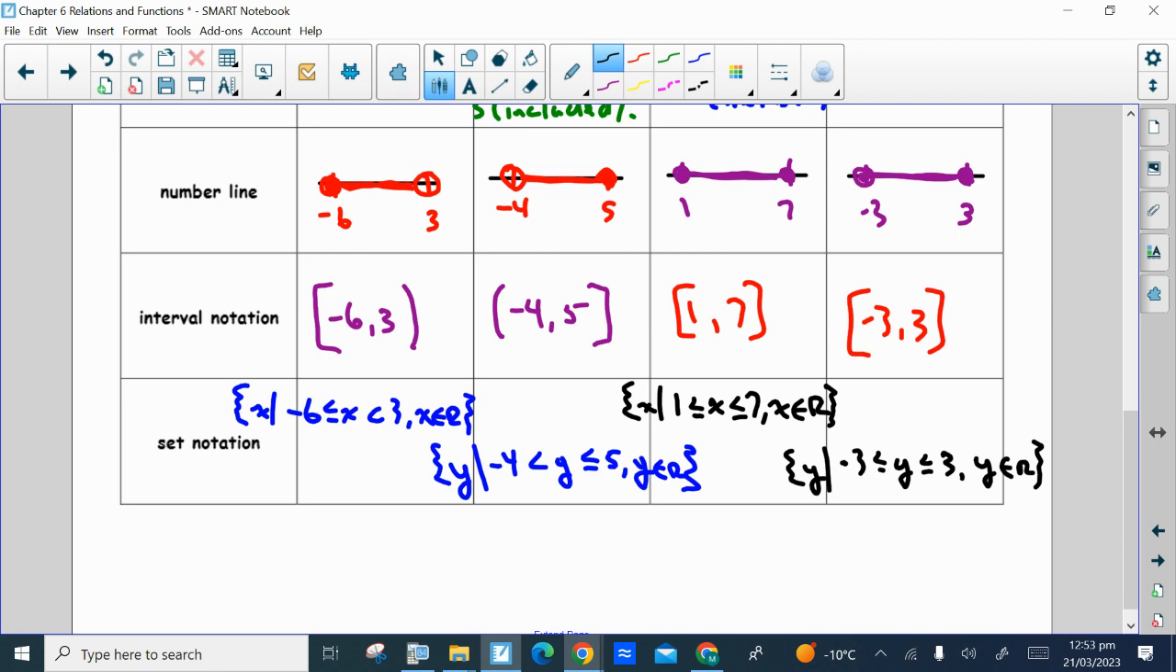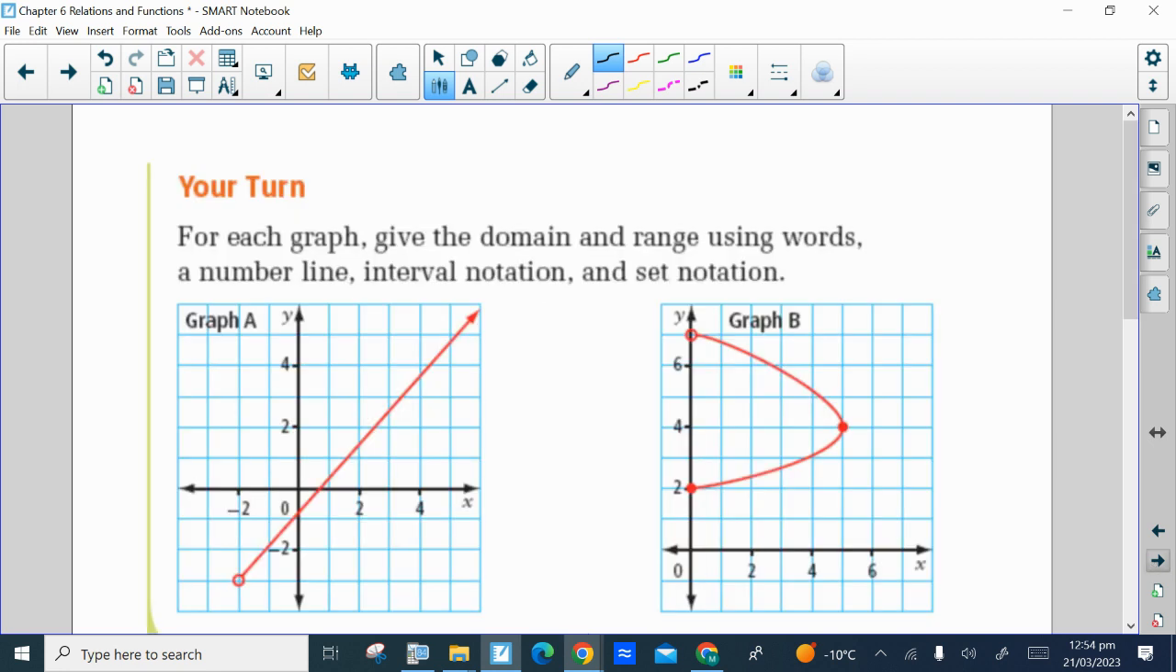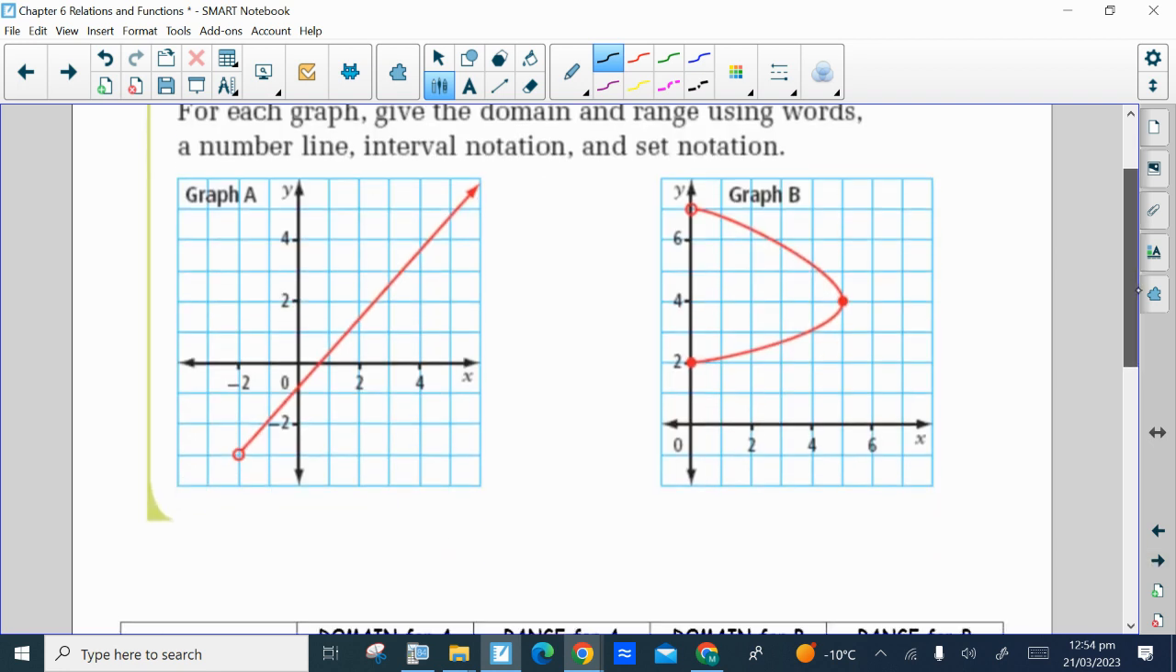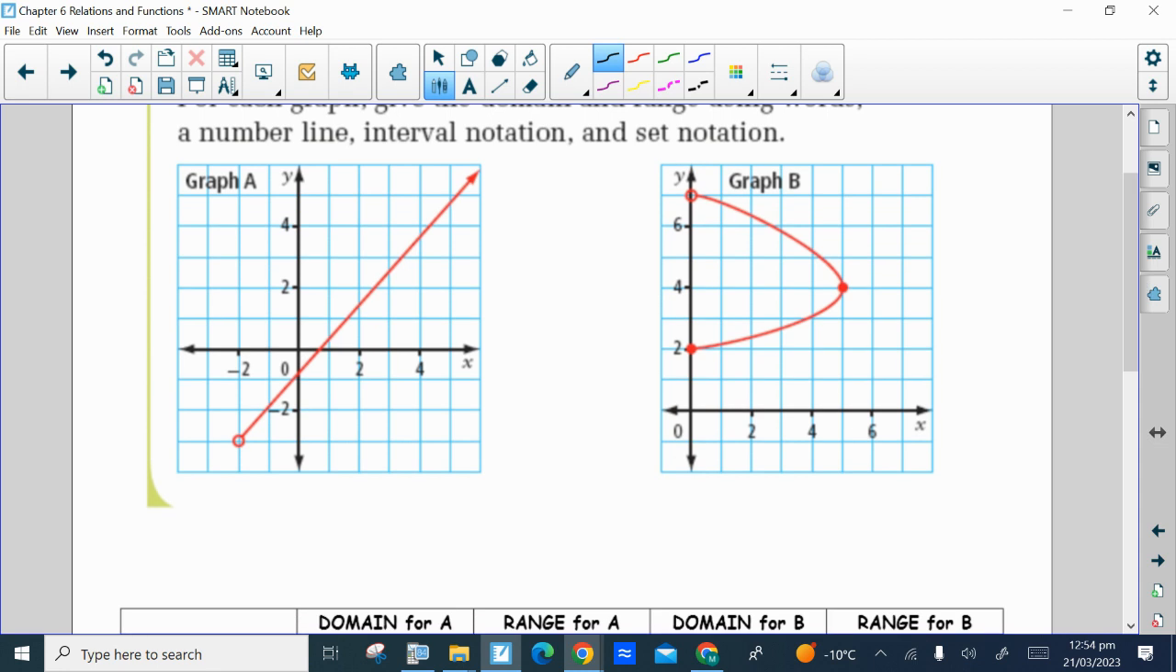So you're going to be tested on this. We're having our first quiz on this stuff on Friday. You're going to have to be able to determine domain and range from a graph and state it in all these different ways. Words, number line, interval notation, set notation. Okay? So we're going to do the same thing for these two graphs.